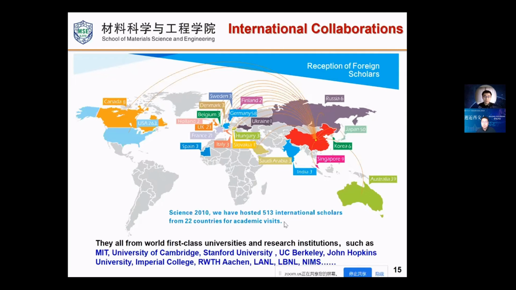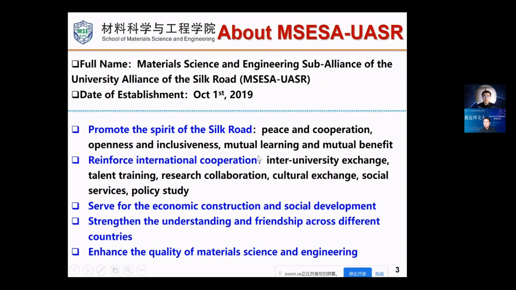They are from world first-class universities and research institutions, such as MIT, University of Cambridge, Stanford, UC Berkeley, and Johns Hopkins. And next, I want to talk about MSE-XJTU. Its full name is Material Science and Engineering Sub-Alliance of the University Alliance of the Silk Road.